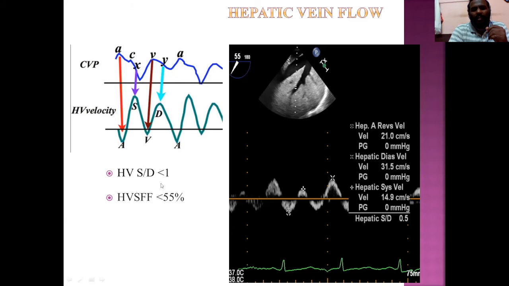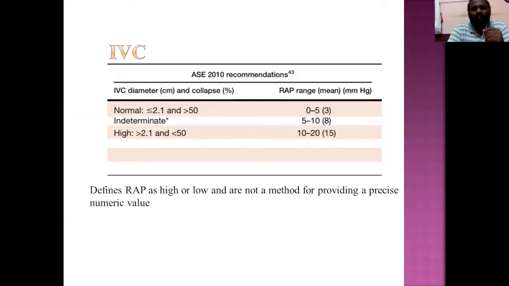Apart from this, as told in the pulmonary vein pulse wave Doppler, an S by D ratio less than 1 and a hepatic vein systolic filling fraction less than 50% tells you that the RV filling pressures are increased.